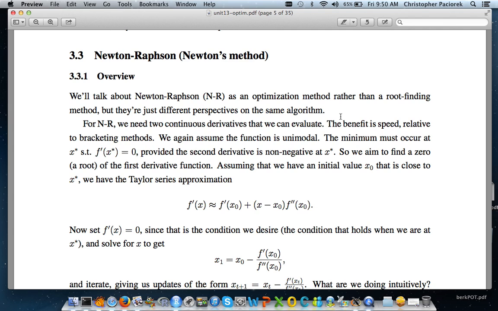So what are we going to try and do with Newton's method? Well, since we know that this is the case, we're going to work with the gradient function, f prime, and we're going to try and find a 0 of that function. We're going to try and find where that derivative function crosses 0.